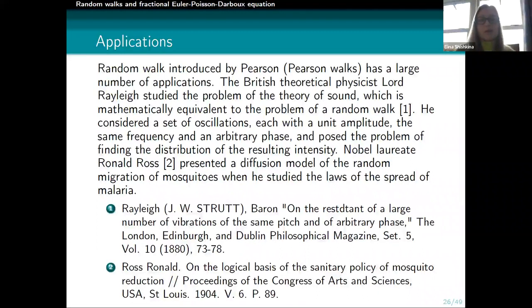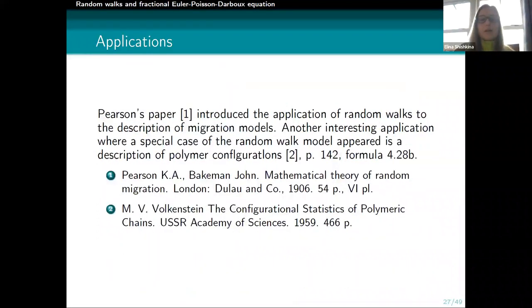As I mentioned before, Lord Rayleigh studied the problem of the theory of sound. And this problem was mathematically equivalent to the problem of the random walk. And Ronald Ross in this paper too presented a diffusion model of the random migration of mosquitoes. And he really studied the laws of spread of malaria. And all these applications were described by similar models.